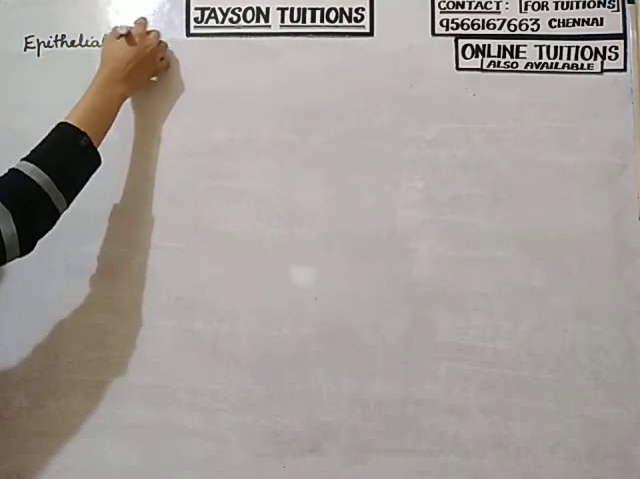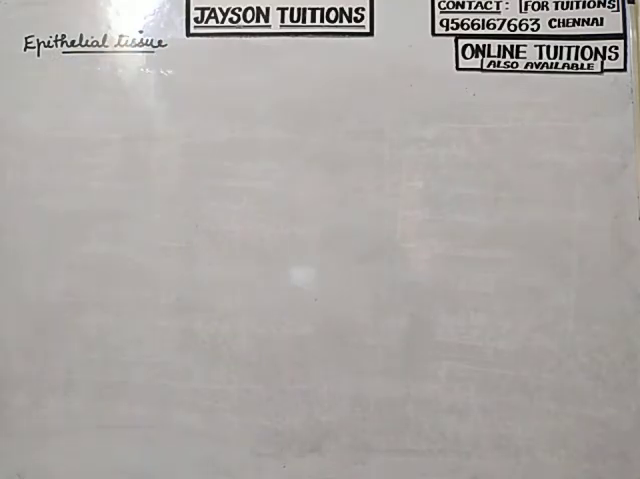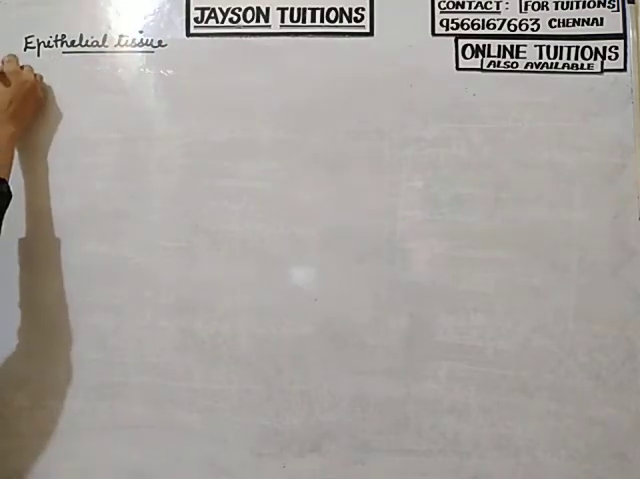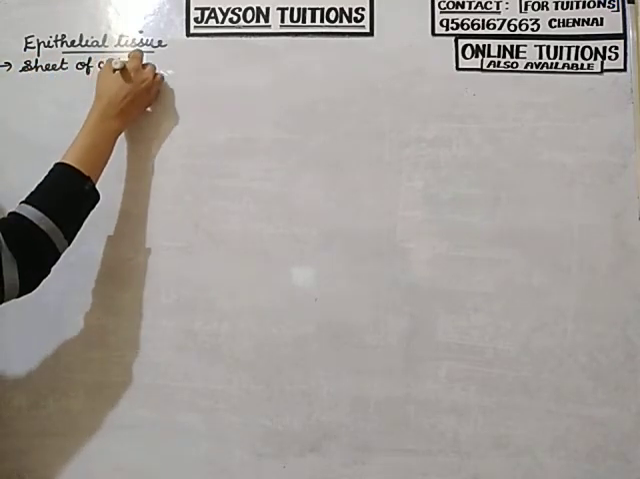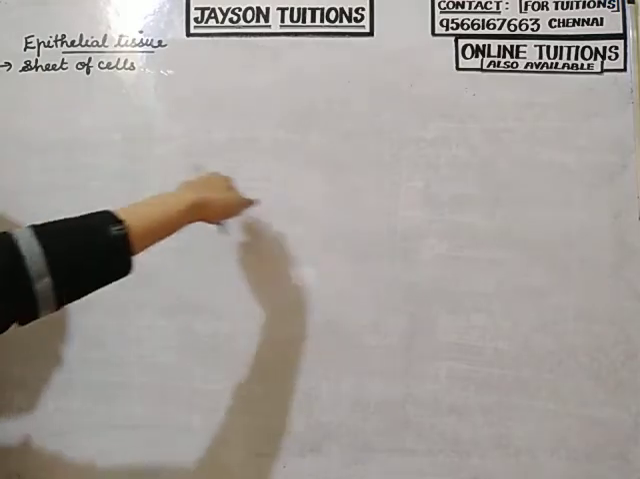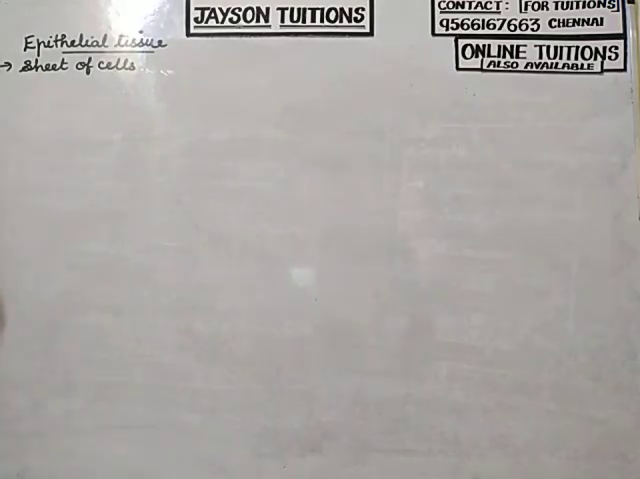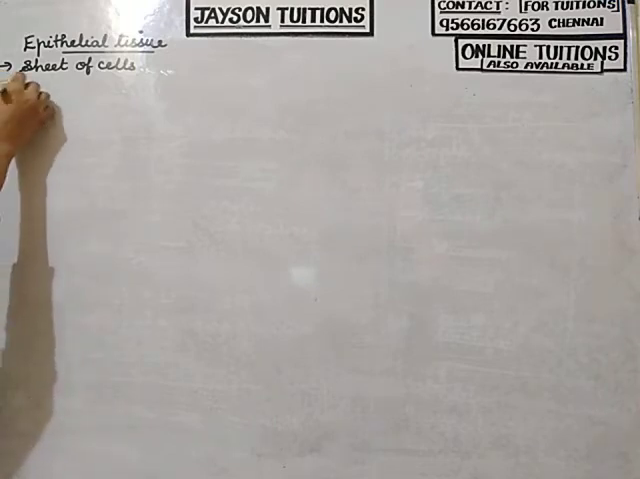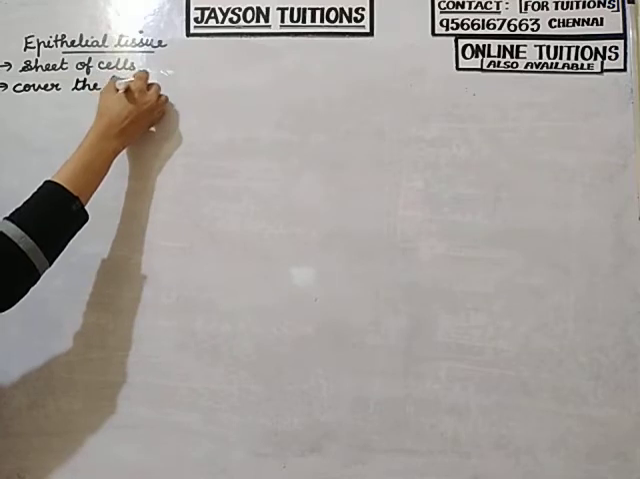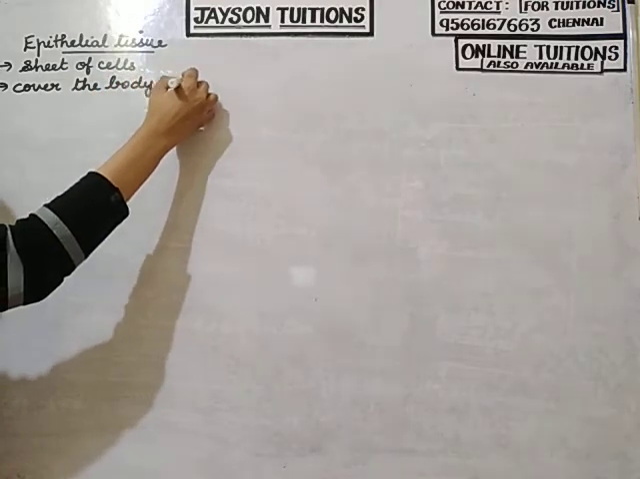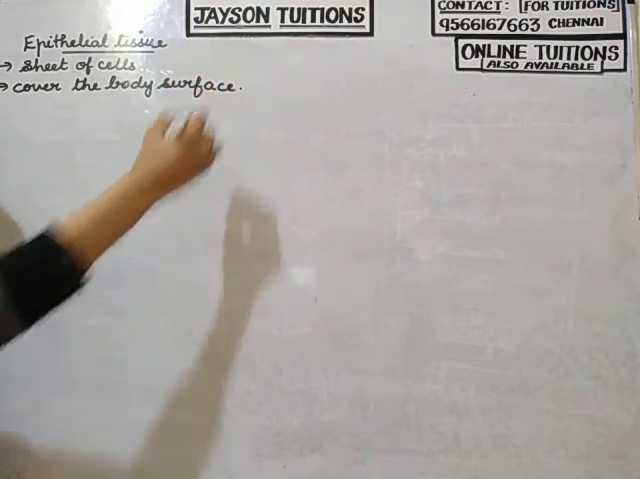So first we are going to study about the epithelial tissues. What do you mean by epithelial tissue? Epithelial tissue means it is a sheet of cells. Many cells are connected like a sheet. It will cover the body surface, it will cover our body surface.